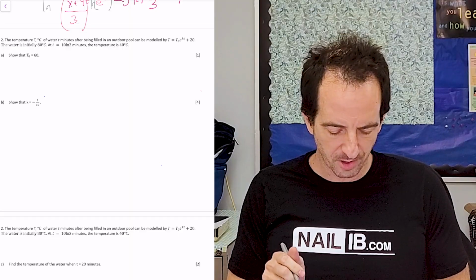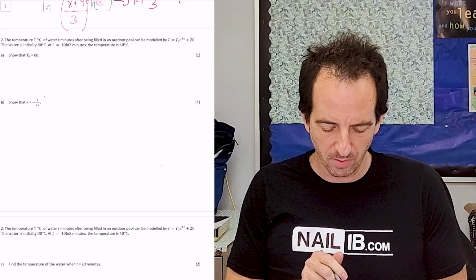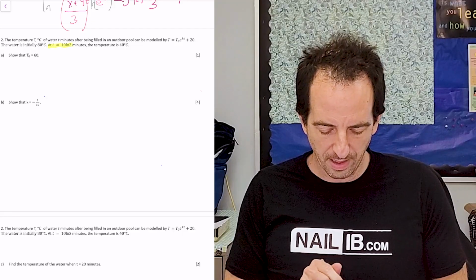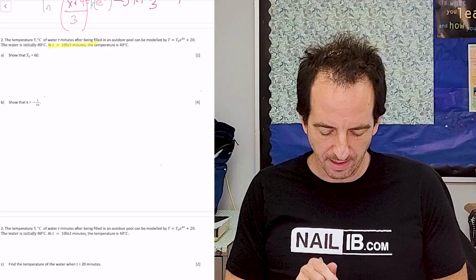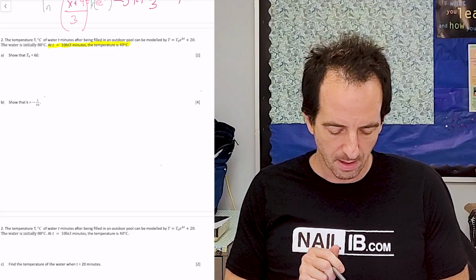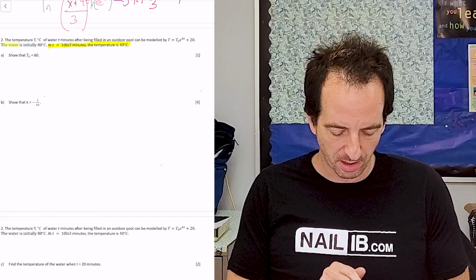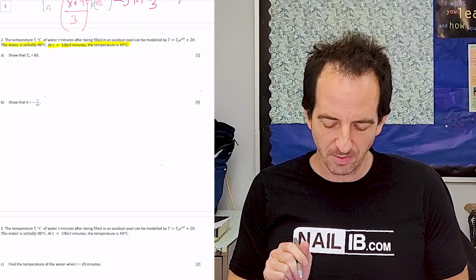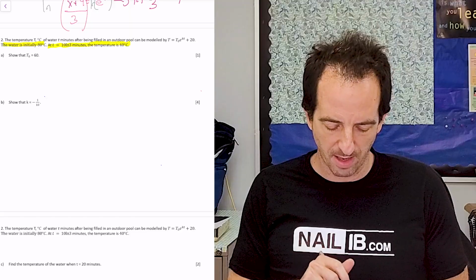It's asking us to show that t subscript 0 is equal to 60, given the information. The critical information here is that we're essentially given 2 points on this model. One point is that at time 10 natural log of 3 minutes, the temperature is going to be 40 degrees. And also we're told that initially, in other words, at time 0, the temperature is 80 degrees, and that should be critical for answering part A.